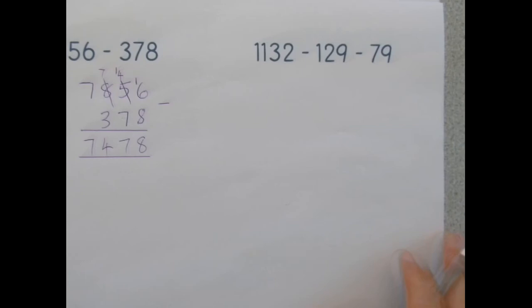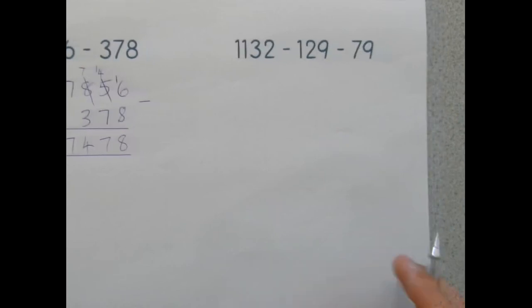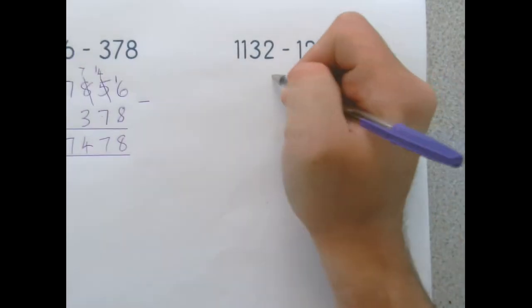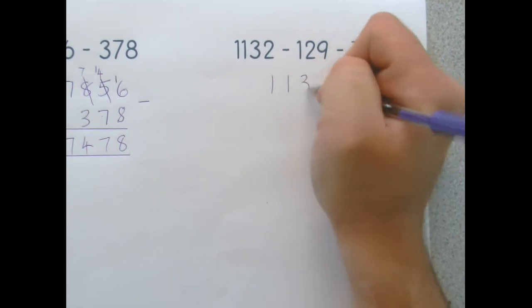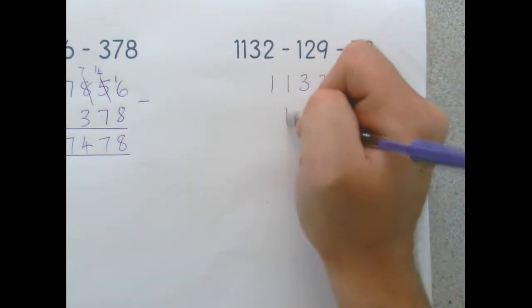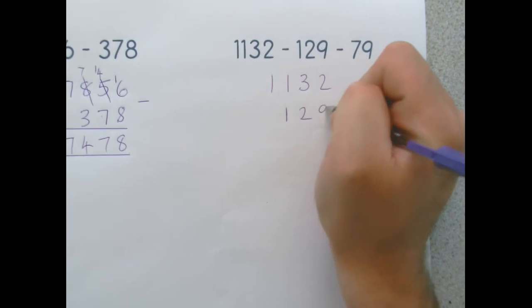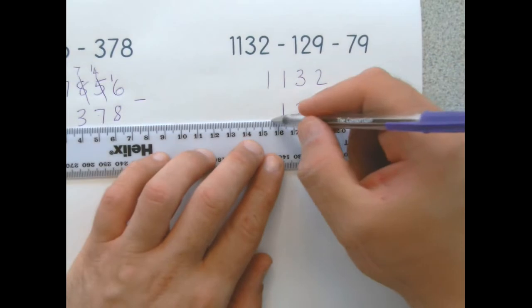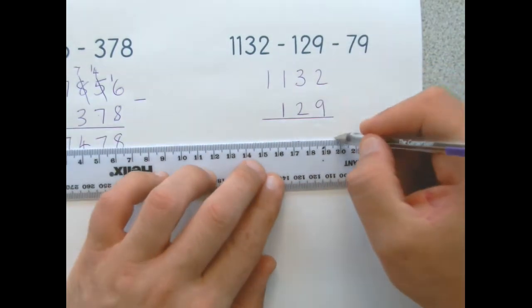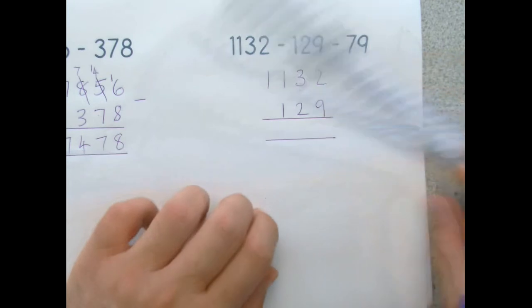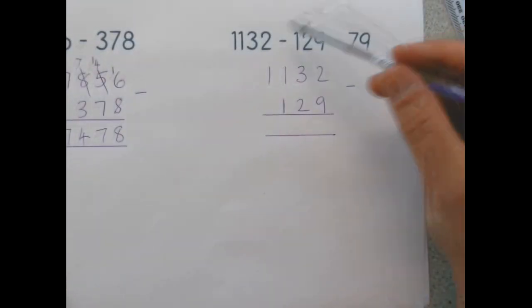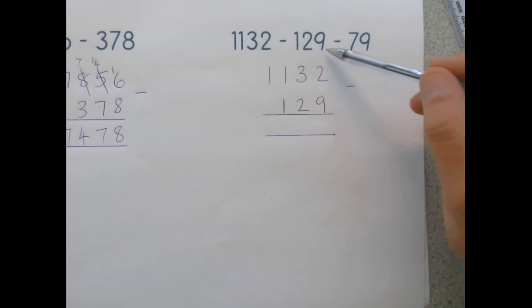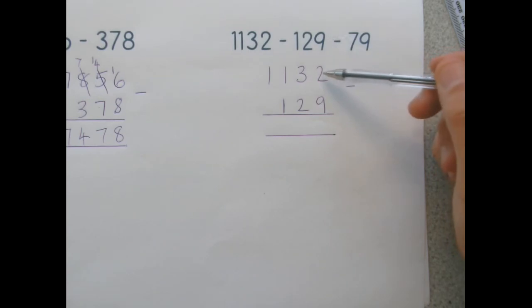Now, when it comes to taking away, and you've got 3 numbers here, okay, so you want to do the subtraction twice, it is actually better to do this in 2 goes, right, 2 steps. Don't try and take the three sets of numbers away in 1 go, because it can get a little bit of a challenge, right? So what I would do is 1,132 take away 129.